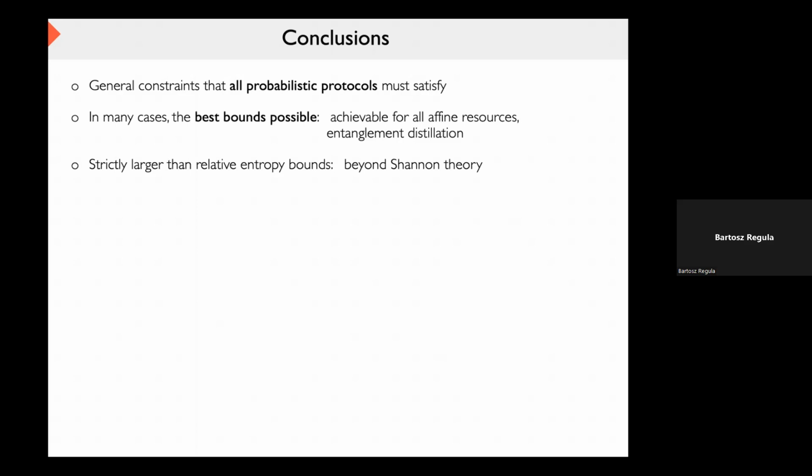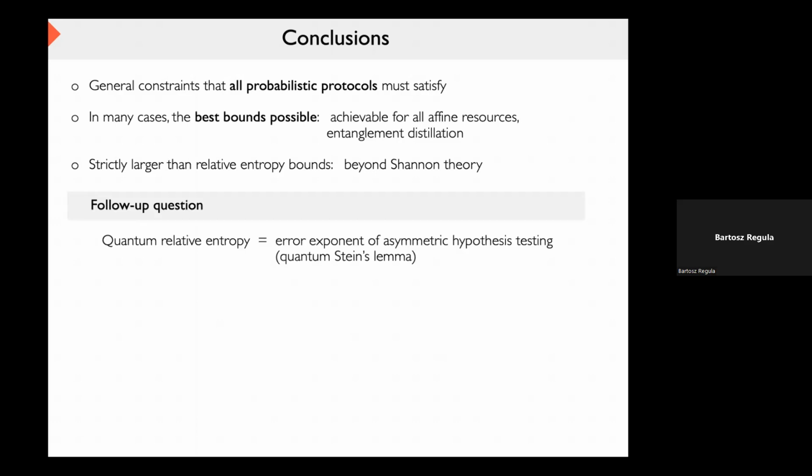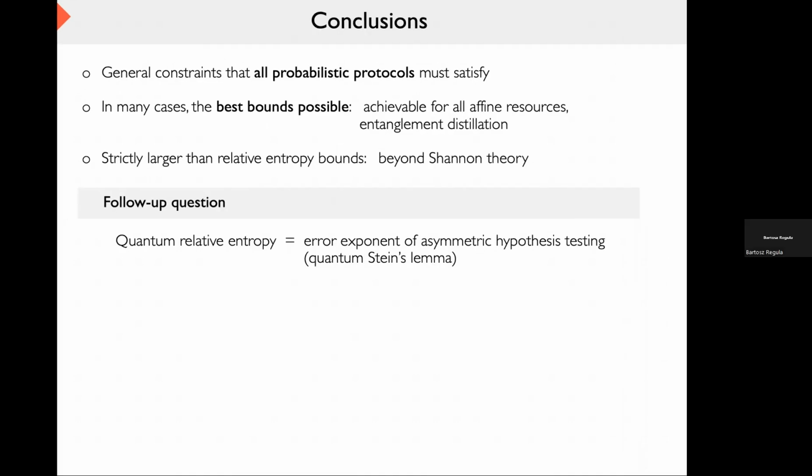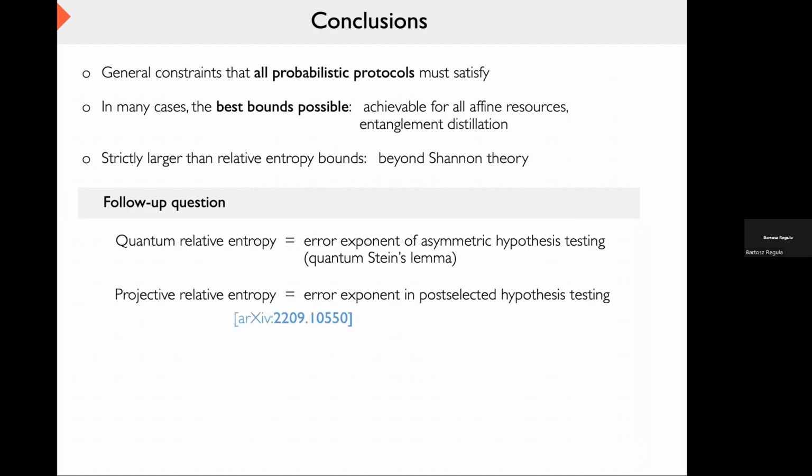Okay, and one follow-up question which you might have immediately, and at least we had, is: before, the quantum relative entropy was known as the bound on transformation rates, it was known as the error exponent of asymmetric hypothesis testing. And this is often considered the fundamental operational interpretation of the quantum relative entropy. And one could, of course, ask, is something similar possible in the setting of our work? Is this projective relative entropy relevant in a similar way? And indeed, in a very recent follow-up work, we show that one can define a task of hypothesis testing in which this projective relative entropy plays the same role as the quantum relative entropy. So these are really two fundamentally similar quantities.